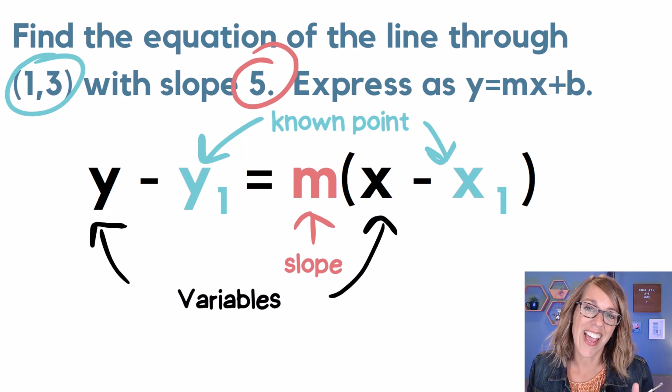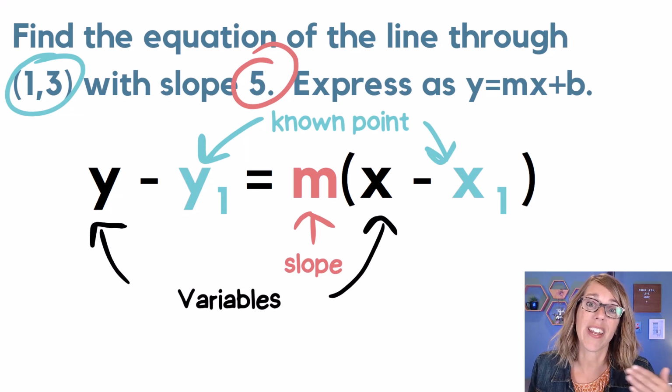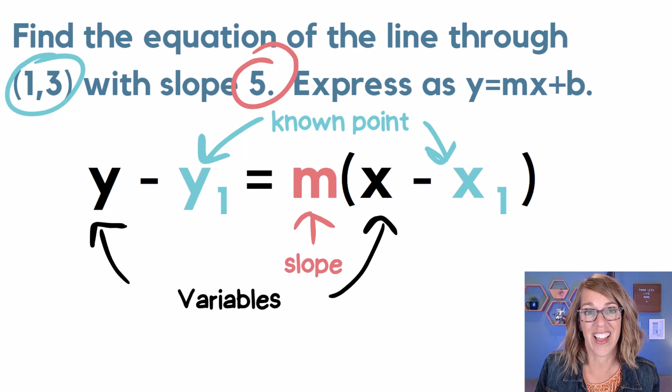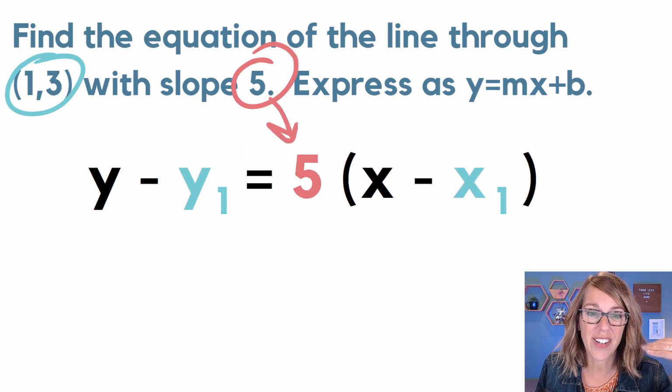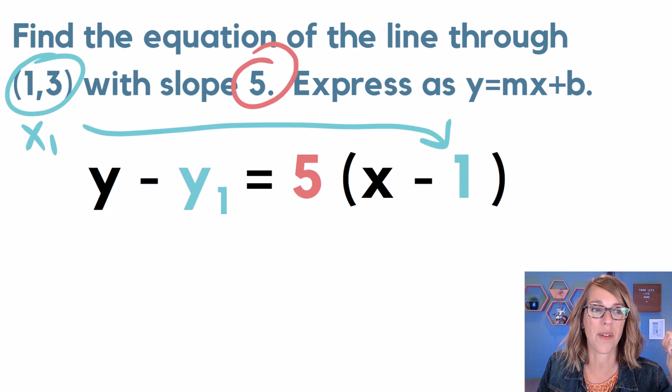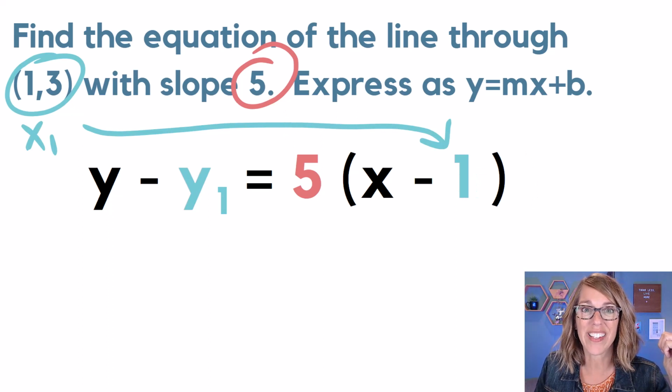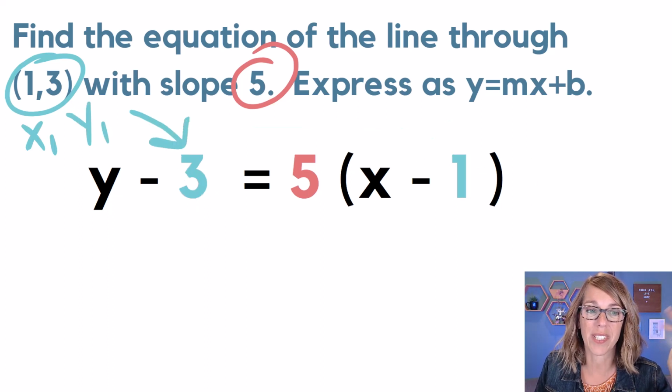But y and x, these are our variables, and they're going to represent every other point on the line. So for this example, we're in really great shape. I can go ahead and start by plugging in that slope. I'm just replacing m with 5. And let's go ahead and plug in the coordinates for our point. x1 becomes 1, and y1 becomes 3.